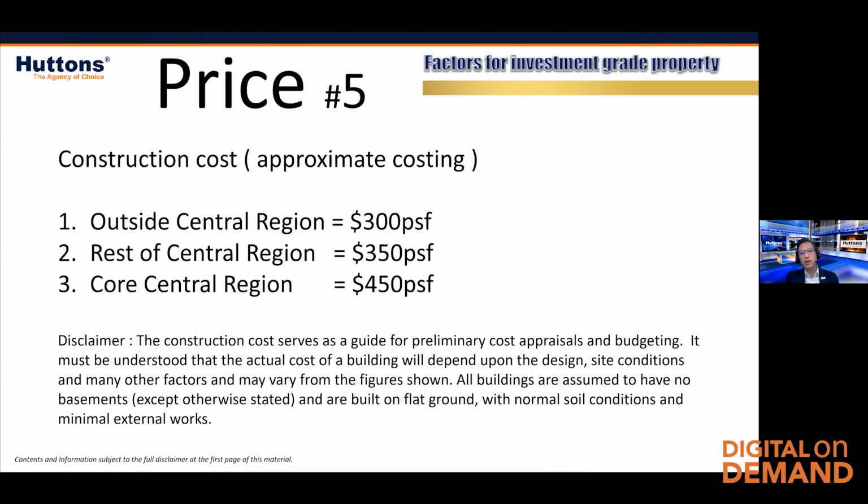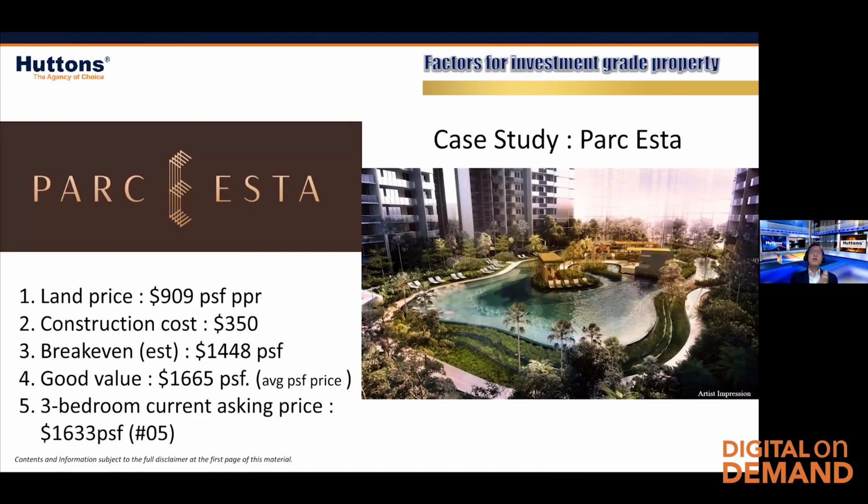Also take note that we are just talking about flat ground, not those with basements. I use a particular project, the Park Esta project. I live in the East, I love the East, so I love this project as well. If you take a look here, the land price is 909 per square foot. Construction is 350. You add 1 and 2 together, and then you factor in the miscellaneous development cost. The break-even estimate is probably about 1448 per square foot.